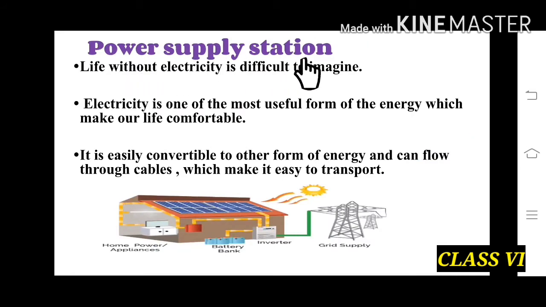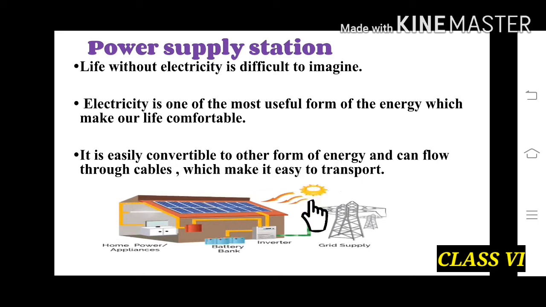Power supply station. Children, as you know, life without electricity is difficult to imagine. Electricity is one of the most useful forms of energy and it makes our life comfortable. So in this picture we can see that there is a grid supply and it is supplying power to the inverter, battery bank and to the house appliances.